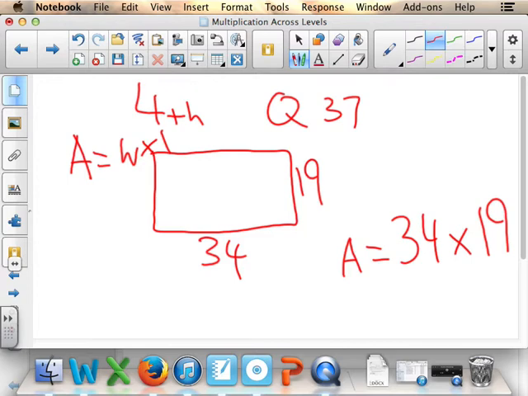Jana? D. The only thing is D says it like this. A equals 19 times 34. Right? Yeah. But guys, you got to know in multiplication, the order doesn't matter. 3 times 2 is 6. 2 times 3 is 6. Order doesn't matter. All right, 5th graders, your turn.